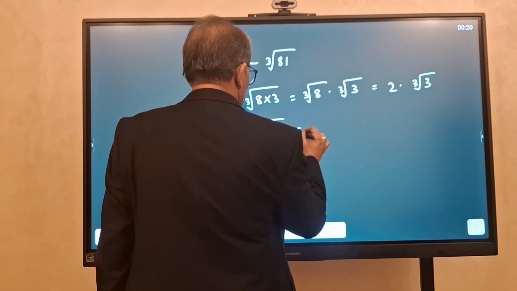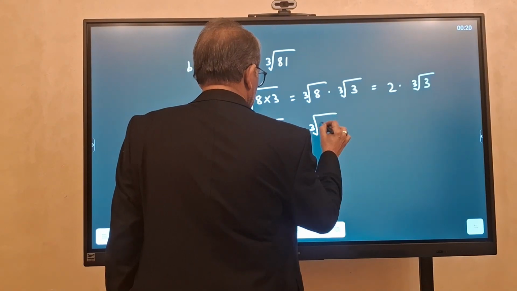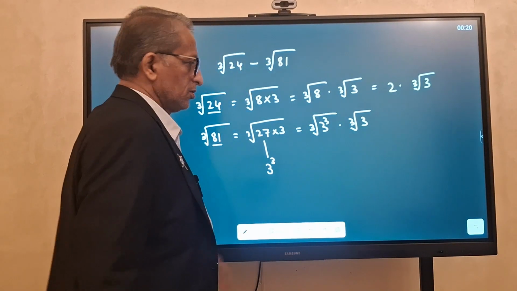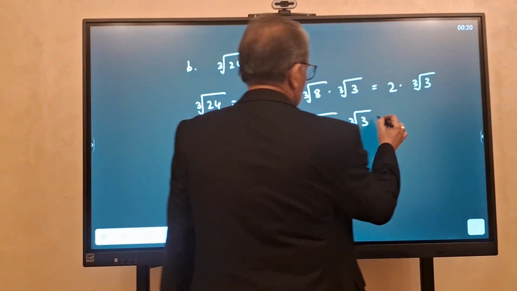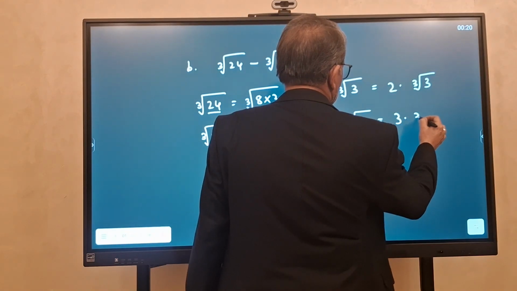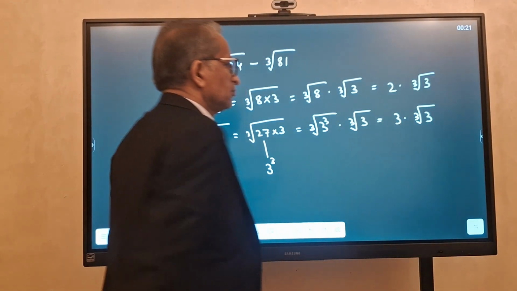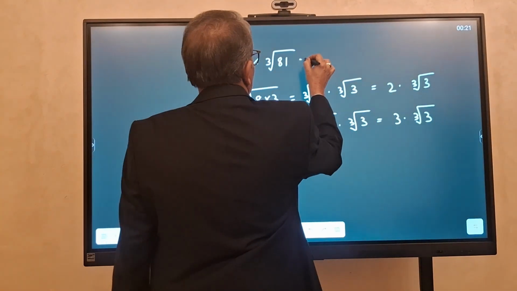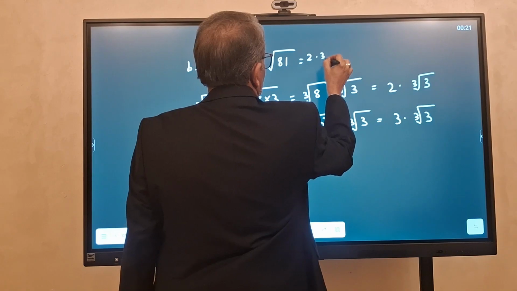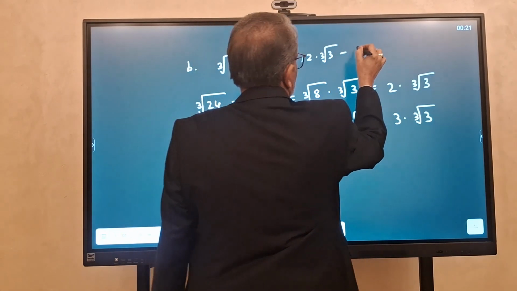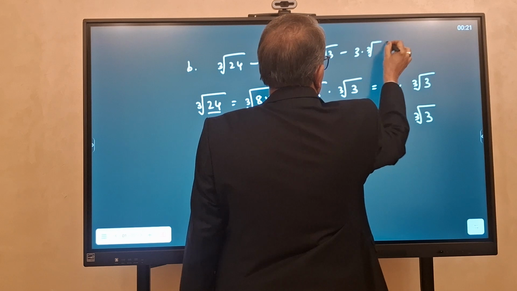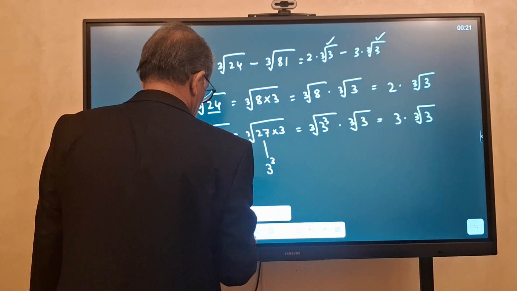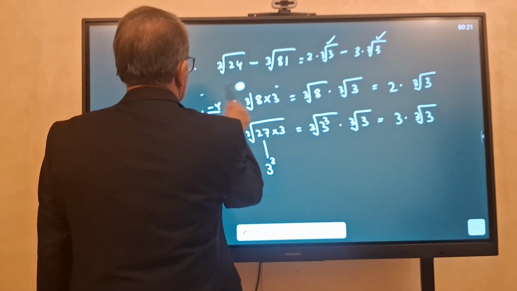So I take it here: cube root of 3 power 3 into 3. The 3 power 3 cancels with the cube root, and you get 3 cube root 3. This is simplified. Bring it here: 2 into cube root 3 minus 3 into cube root 3. Common, right? When it is common, I can take it out.